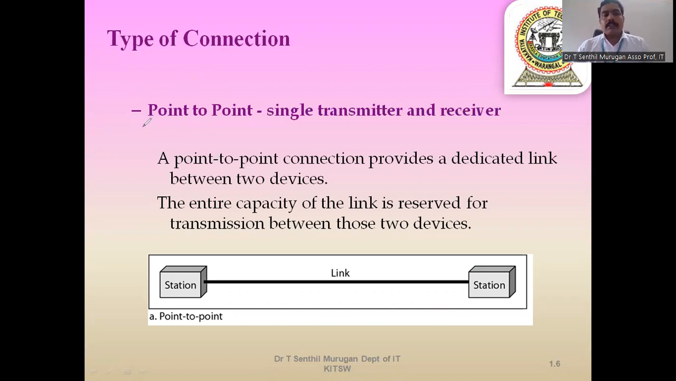What is a point-to-point connection? This diagram clearly represents a point-to-point connection. The two devices, device 1 and device 2, use a wired medium as a link dedicated to communication between only these two devices. So a point-to-point connection means a dedicated link between two devices. The entire capacity, meaning the full link capacity, will be used for transmitting information between these two devices only.